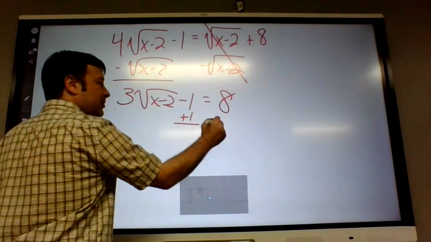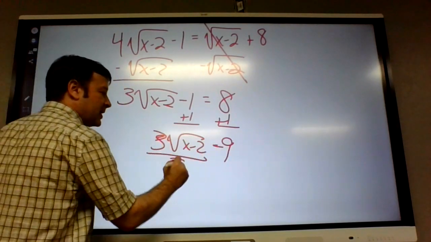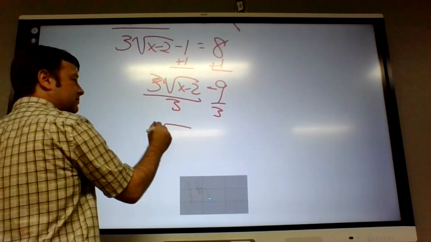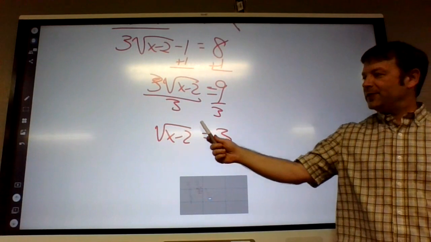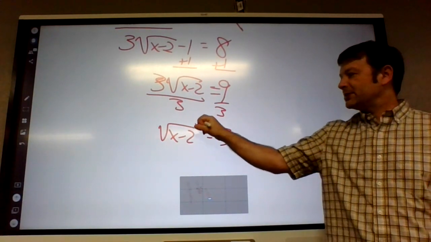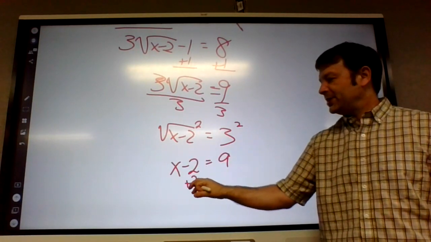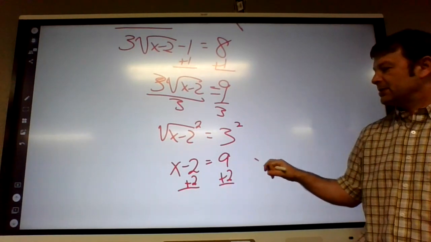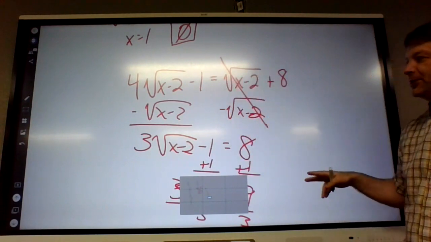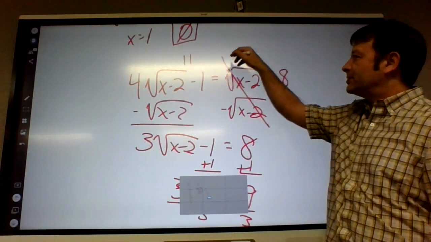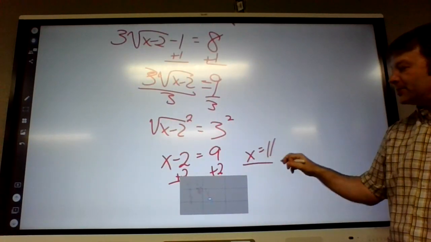What should we do with this though? Add 1. Yeah, you want to get the square root by itself. And then after you get the square root by itself, you can handle the square root. How do we get rid of the square root? Square it. So x equals 11. And if we plug this one back in, I'm not going to do it, but both sides would be like 11 equals 11. So it would work. It takes a little bit too long to do that, but yeah, this one actually works.